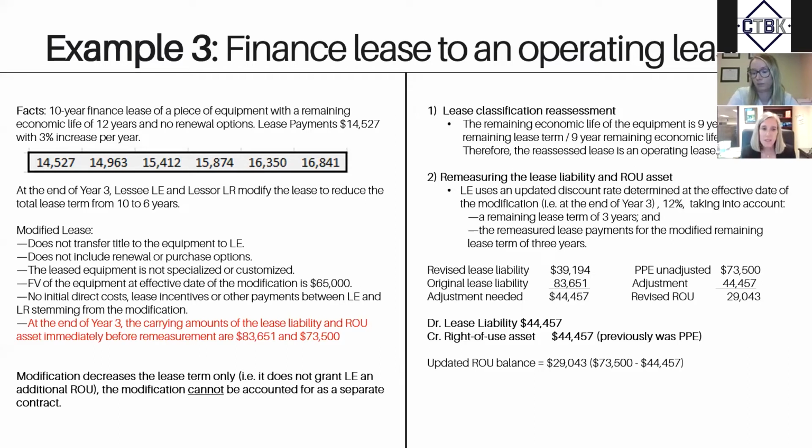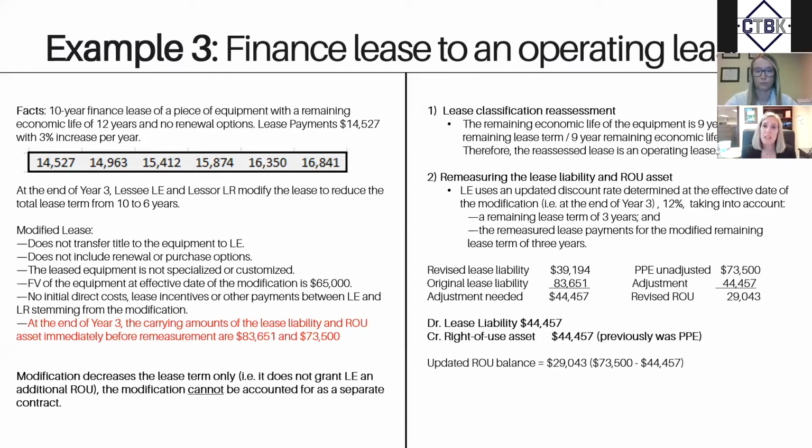Now, given all of these terms, I can see that my finance lease that was originally in place is now an operating lease. Looking over to the right under number 1, you can see that because of the lease term and the remaining economic life, I have to classify it as an operating lease. So that modified lease is now an operating lease. What does that mean? Let's take a stab at step 2.